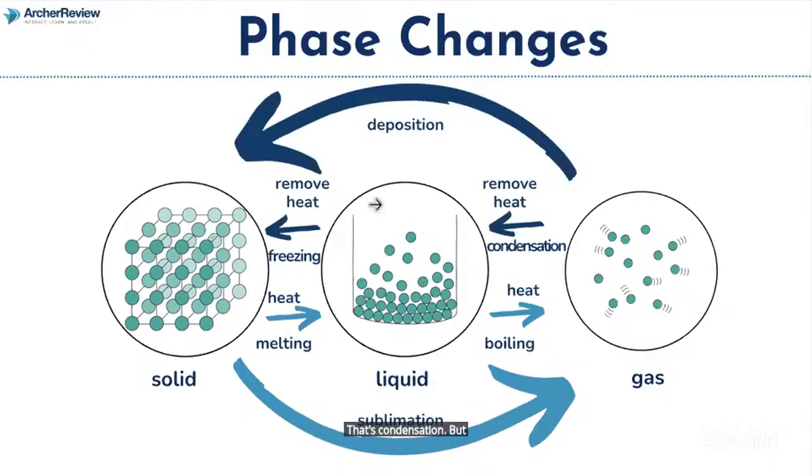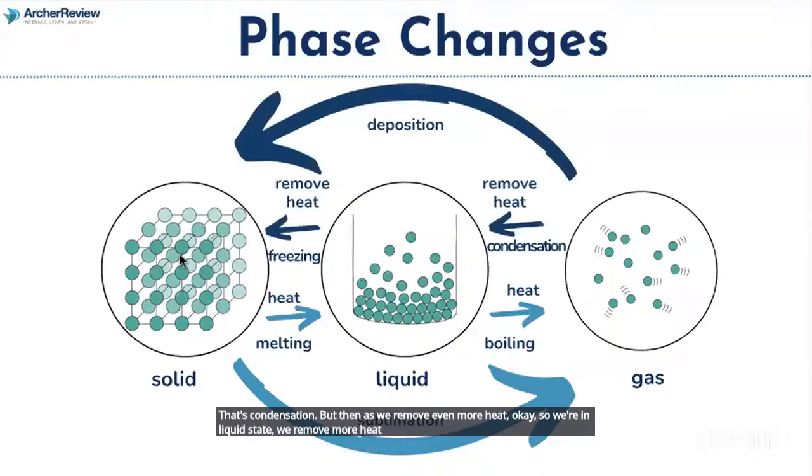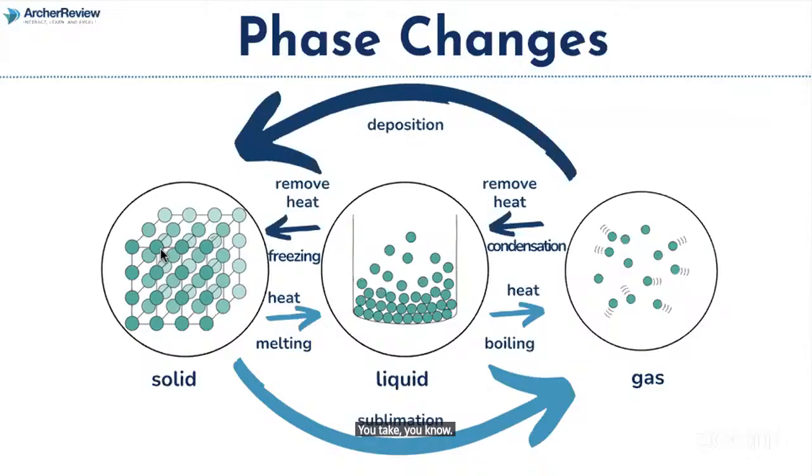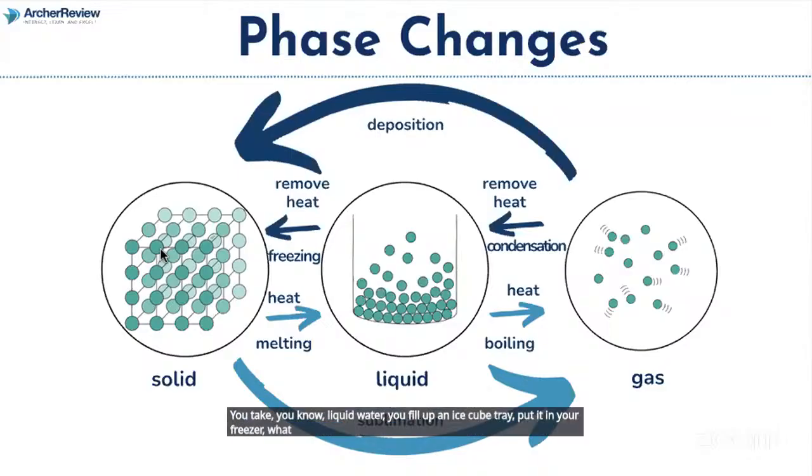But then as we remove even more heat, okay, so we're in liquid state, we remove more heat, we turn it into a solid. It's called freezing. You take liquid water, you fill up an ice cube tray, put it in your freezer. What happens over the next day? That liquid water becomes solid ice cubes. We removed heat from it.